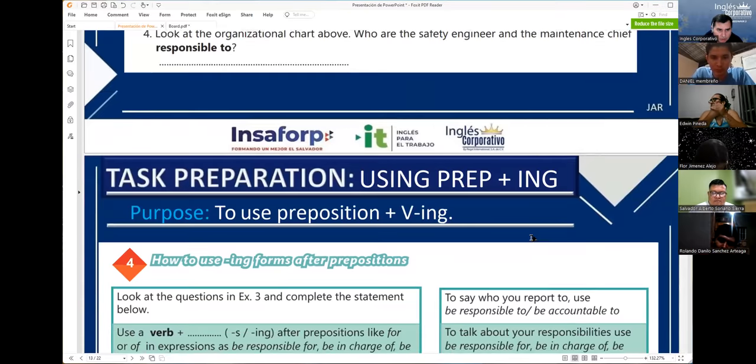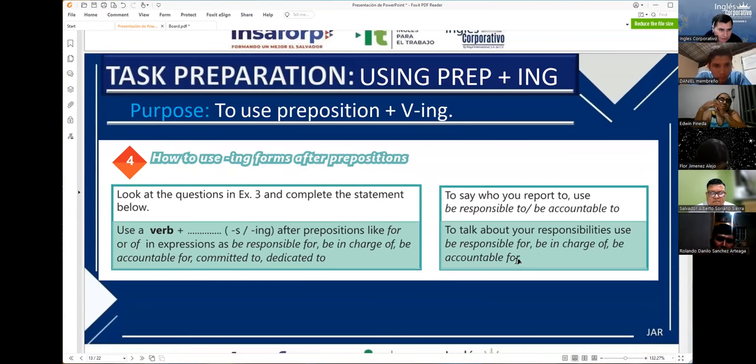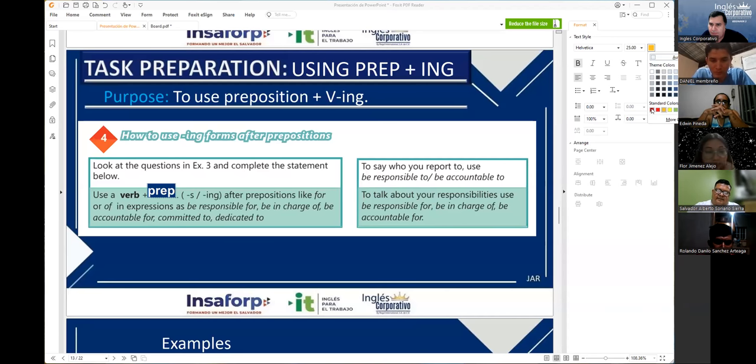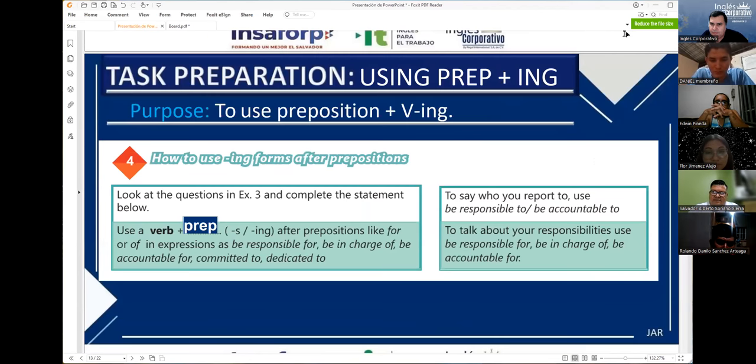Let's continue. Task preparation using this. Look at the questions. Verb plus preposition, right? Prep is short for preposition. So I'm putting it here. Let's use red. Okay. Verb plus preposition, verb in ing, like or of.